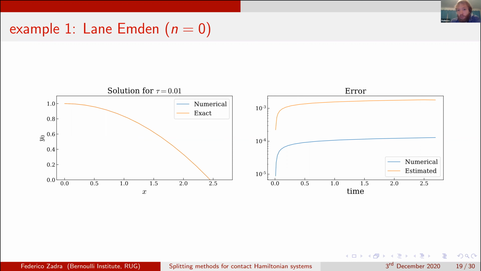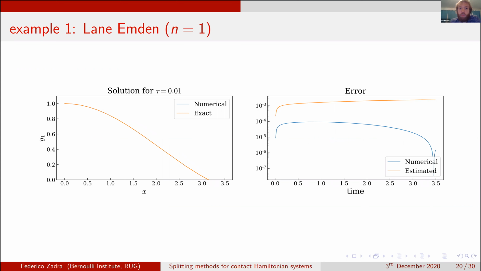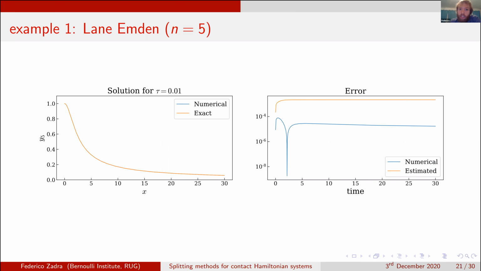So we have the exact solution, and we compare the error that we made effectively with the exact solution and what we can compute with the modified Hamiltonian. And we see that in this case the modified Hamiltonian gives us an upper bound, also for n equal to 1 and n equal to 5.